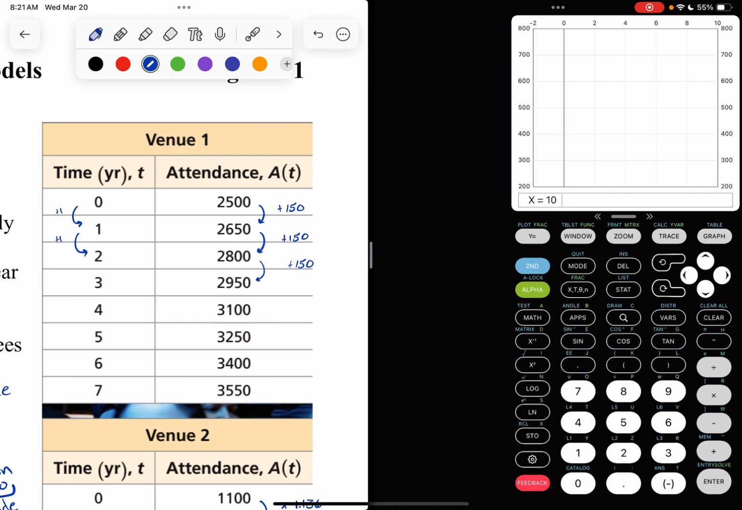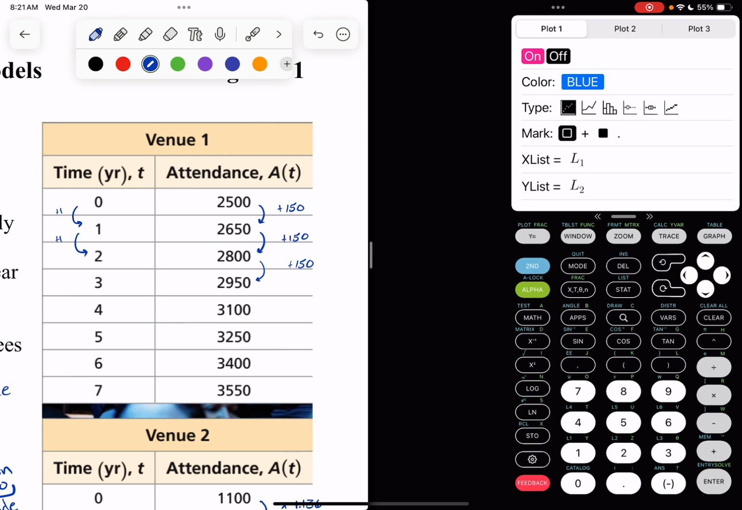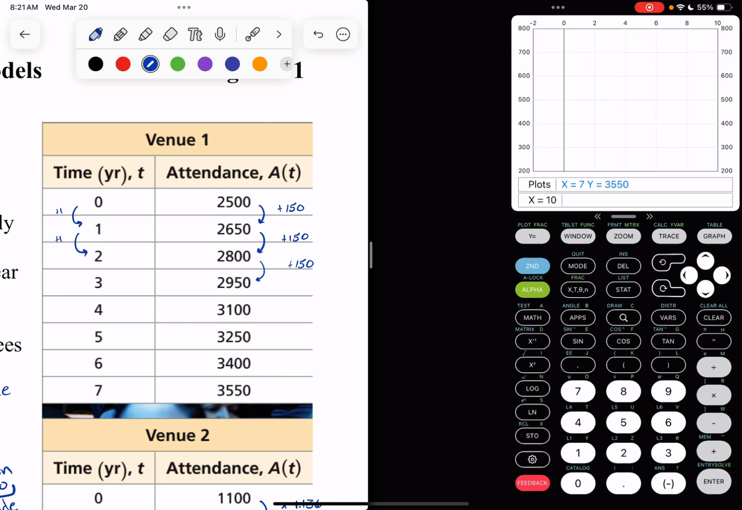I have to go to second, y equals, stat plot and turn them on. Enter. Now my x's are in list 1, my y's are in list 2, so now we go graph. It says they're on. Do you see where it says plots, x and y? Why can't I see them?